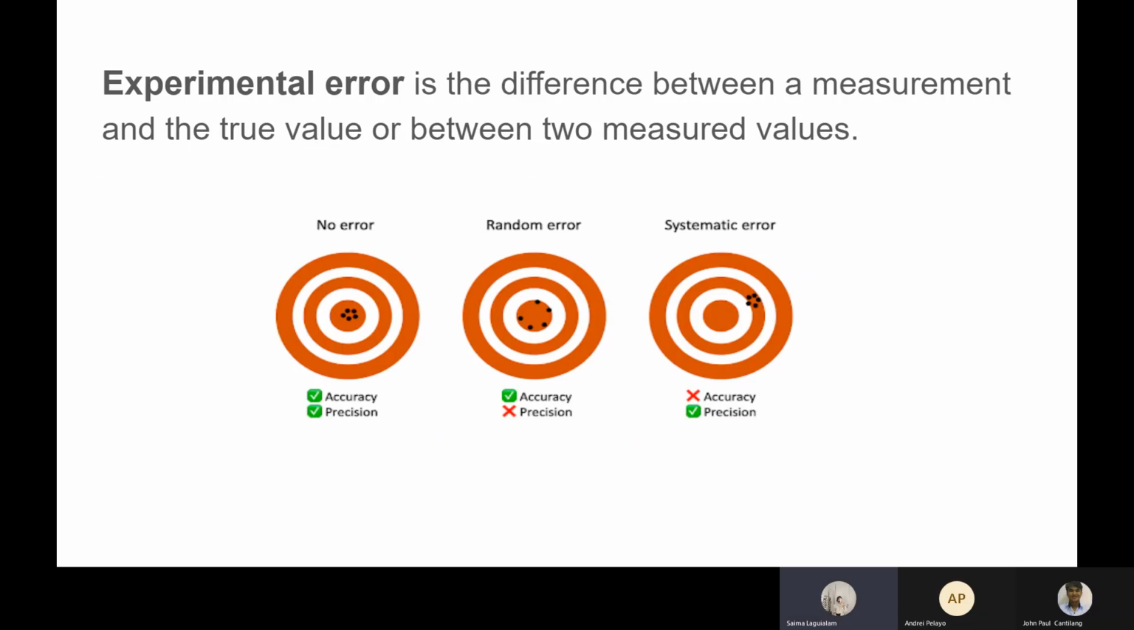Experimental error is the difference between a measurement and the true value or between two measured values. So, experimental error itself is measured by its accuracy and precision. Accuracy measures how close a measured value is to the true value or accepted value.